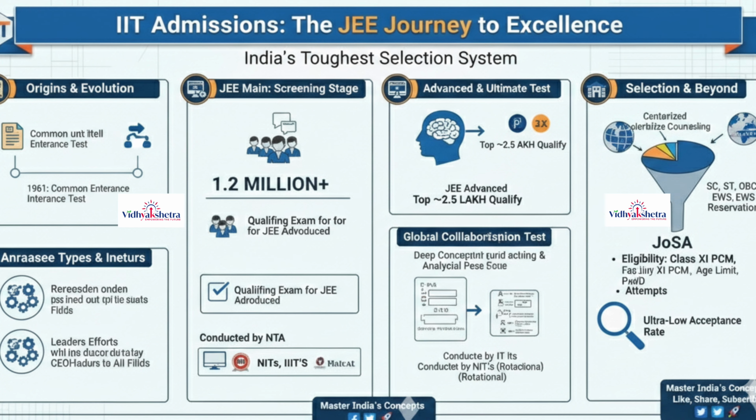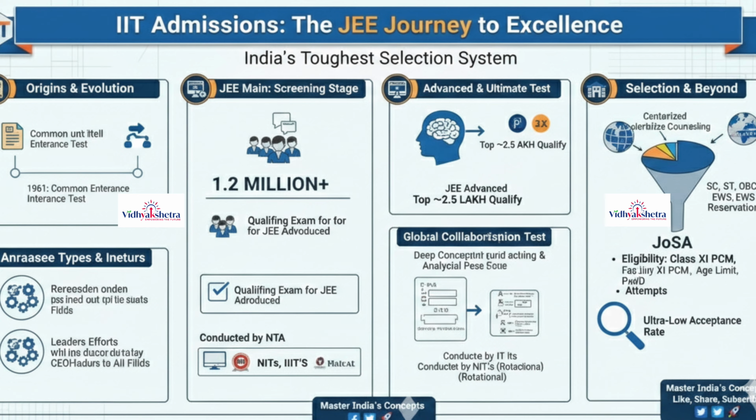The number of candidates allowed to sit for JEE Advanced is limited, usually around 2.5 lakh students, though the exact number may vary slightly each year. JEE Advanced is conducted by one of the IITs on a rotational basis under the guidance of the Joint Admission Board, JAB. This two-tier system ensures that only highly capable students reach the final stage of selection.